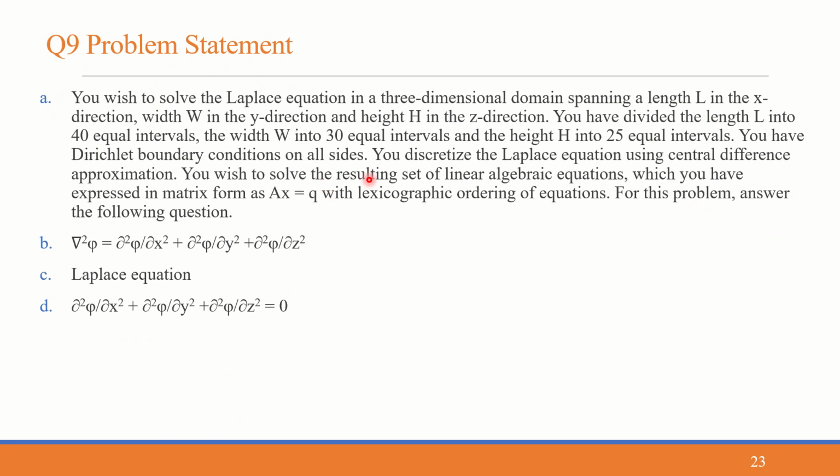You have a Dirichlet boundary condition on all sides. You discretize the Laplace equation using central difference approximation. You wish to solve the resulting set of linear algebraic equations, which you have expressed in the matrix form as Ax is equal to Q. So after writing the equations, we will be writing it for all cells and we will end up with so many equations, which we are expressing in the form of Ax is equal to Q, where A is the coefficient matrix, x is the variables, and Q is the RHS matrix. So for this problem, we need to answer the next question.